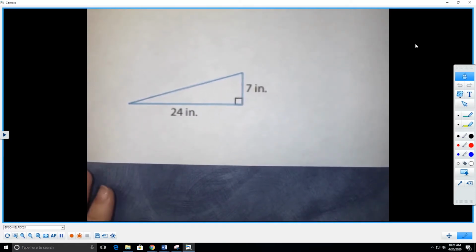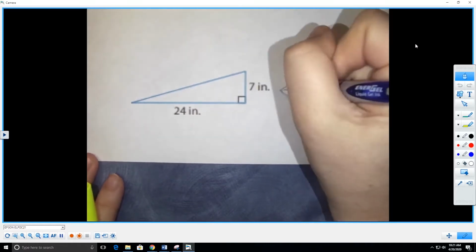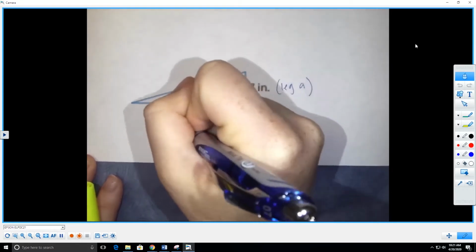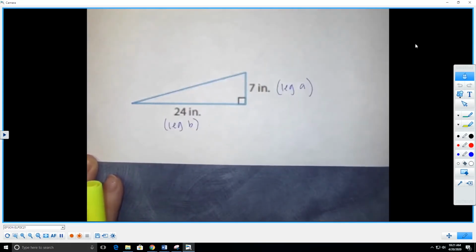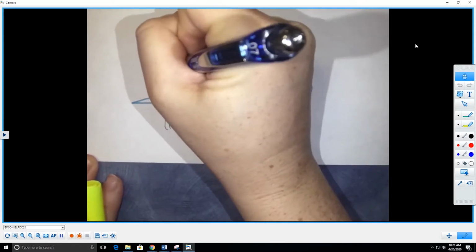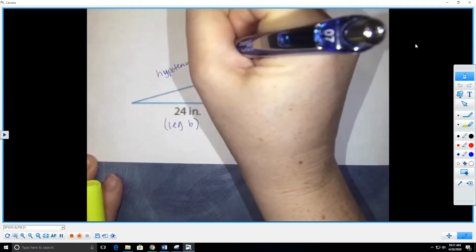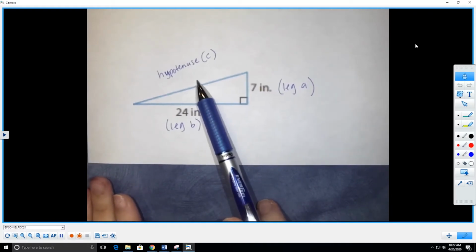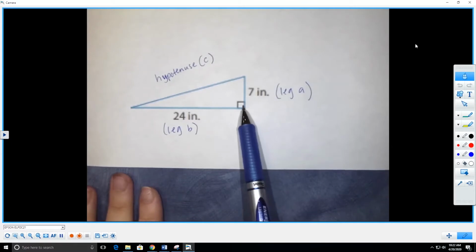So we've got a leg of 7 inches. I'm just going to put out to this side leg A. We've got a leg of 24 inches. I'm just going to put out here leg B, and we are solving for the hypotenuse C. So now that everything is labeled, we need to decide if the missing side length is a leg or hypotenuse. Let's look at the diagram and refer back to the notes you made in the beginning. If you said that the missing side length is a hypotenuse, then you're correct. It is the side opposite the right angle.